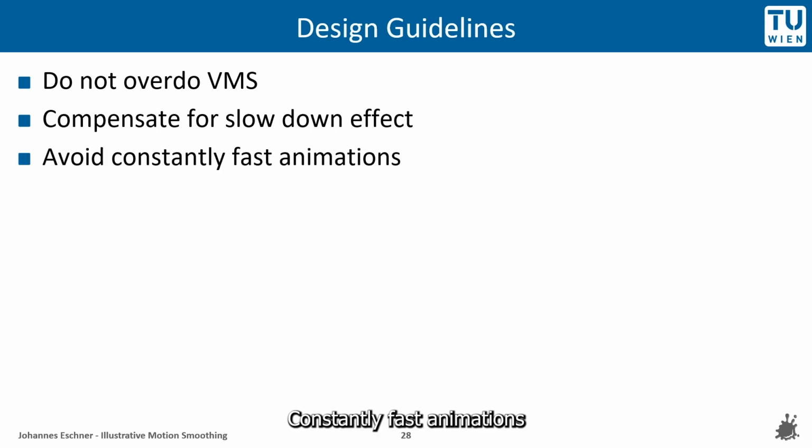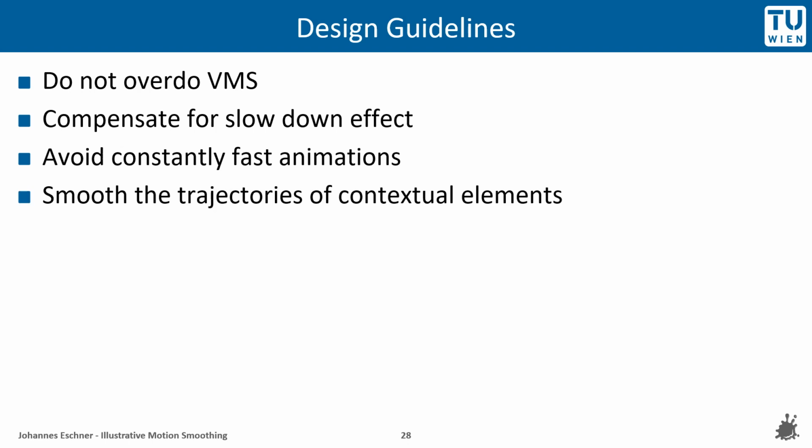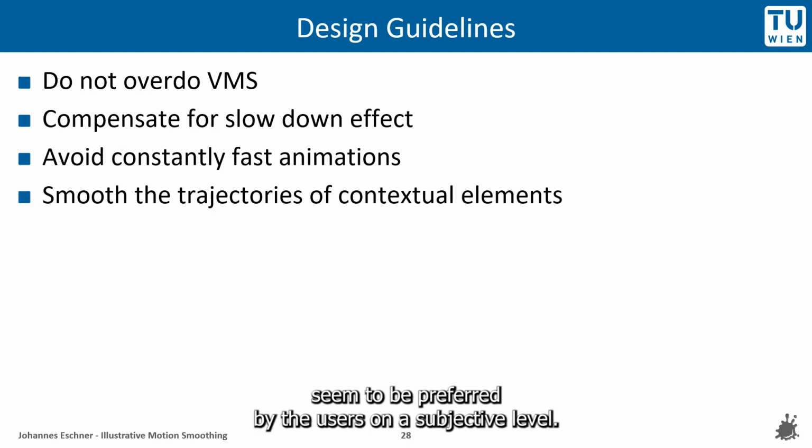Constantly fast animations led to poor user performance and story comprehension. Therefore, you should avoid fast animations and maybe adjust the animation speed suitable to the individual scenes. Smooth trajectories seem to be preferred by the users on a subjective level. Therefore, we advise to smooth the trajectories of contextual elements in the scenes for higher visual appeal.